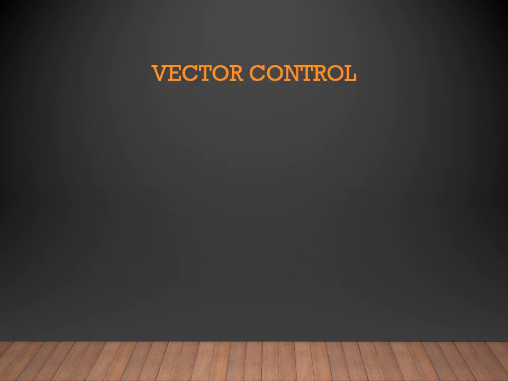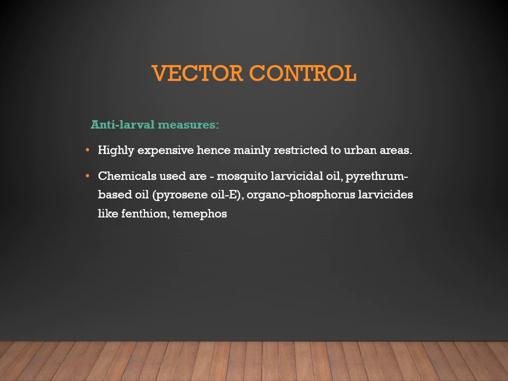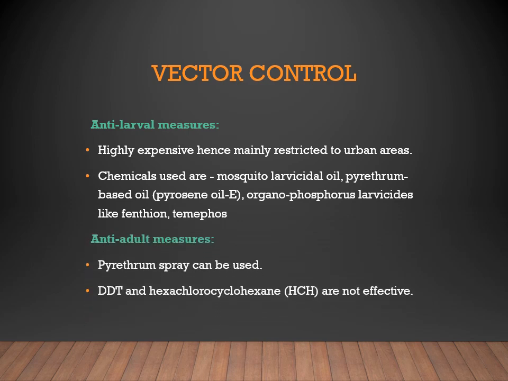Now vector control. As the vector is a mosquito, you have anti-larval measures and anti-adult measures. Anti-larval measures are highly expensive, but can be useful in urban areas, like mosquito larvicidal oil, pyrethrum-based oil, organophosphorus larvicide. Then there are certain environmental measures, like using fish for the larva, like Gambusia fish. Then for anti-adult measures, pyrethrum spray can be used.